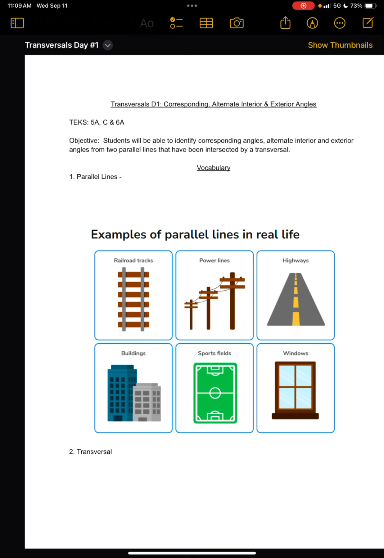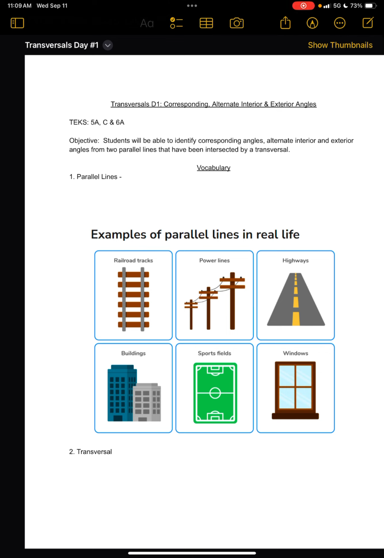All right, kiddos, today we are looking at day one of transversals. So we're specifically looking at corresponding, alternate interior, and alternate exterior angles. The TEKS 5A, C, and 6A objectives: students will be able to identify corresponding angles, alternate interior, and alternate exterior angles from two parallel lines that have been intersected by a transversal.